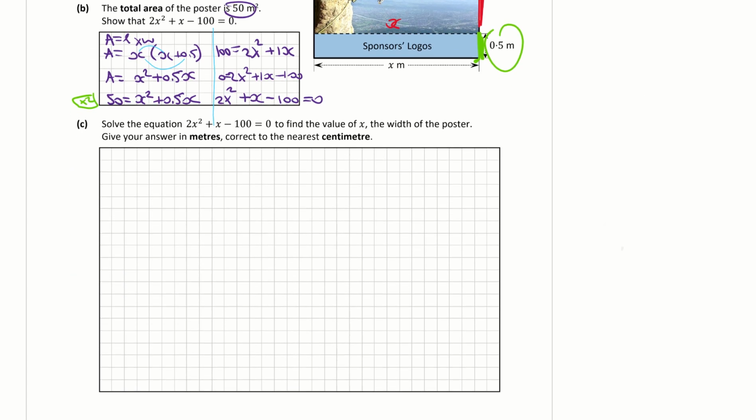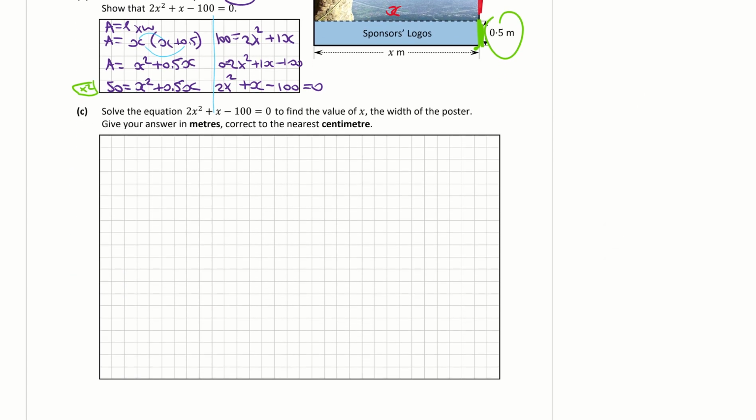Solve the equation now to find the value of x, the width of the poster. Give your answer in meters, correct to the nearest centimeter. So we're solving a quadratic equation here, and it wants it to the nearest decimal. Your hint there would be to use the quadratic formula from your log tables. So that's your formula: minus b plus or minus the square root of b squared minus 4ac, all over 2a. Your a is the number in front of the x squared, which is 2. Your b, the number in front of the x, is 1. And your c is the constant, which is minus 100.